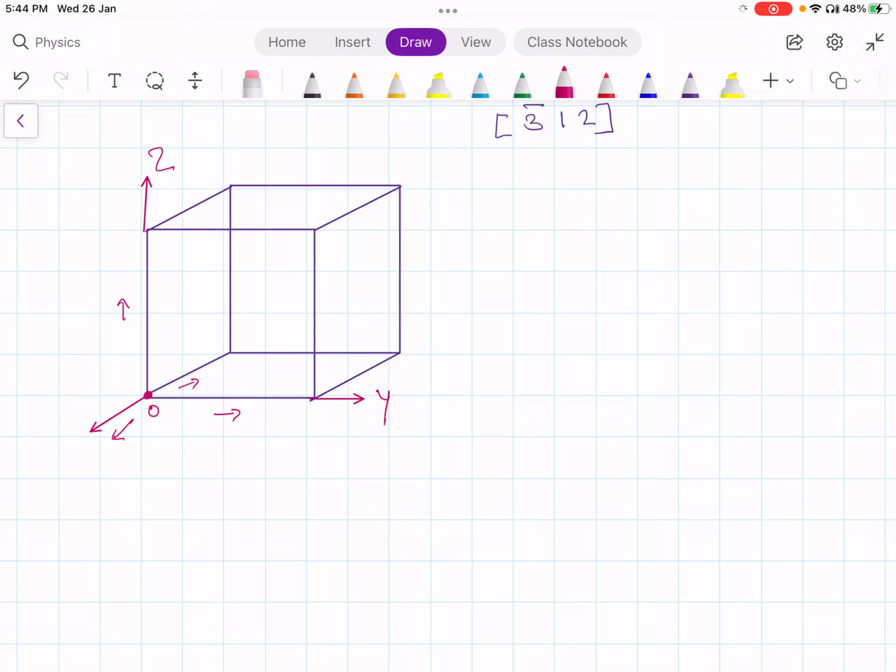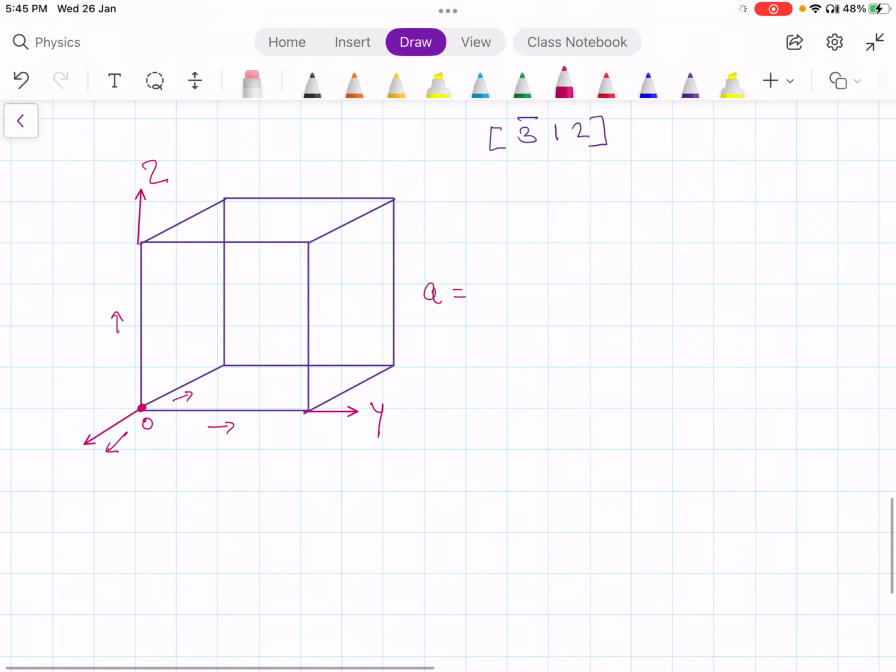So first step, draw the unit cell. Second step, select the origin. And third step is mark the axis. And the fourth step is we have to decide the value of A. And this A should be equal to the maximum index. As you can see here, maximum index is 3. So A is equal to 3. Then let's start the journey.